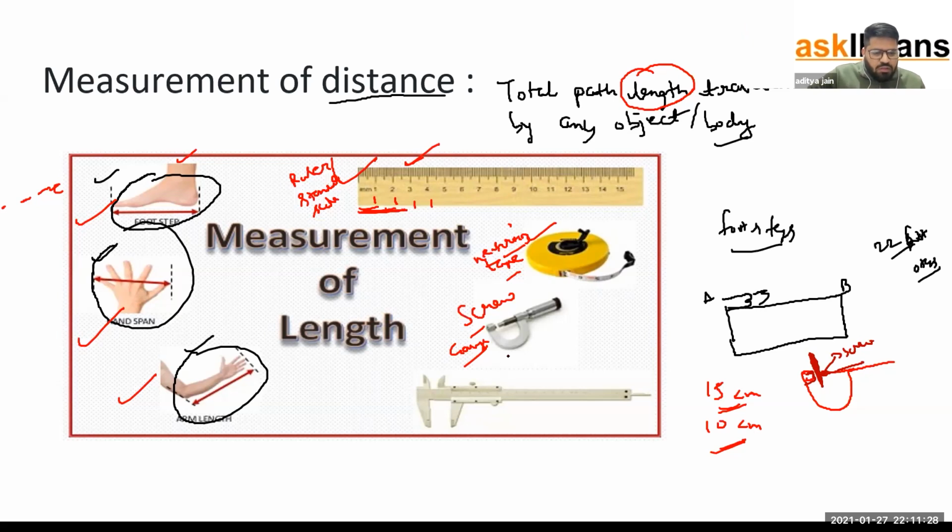Now from this, there is a scale here. There is a scale in this circular part. From that you will be able to get the thickness or length of that object, whichever you are interested in.